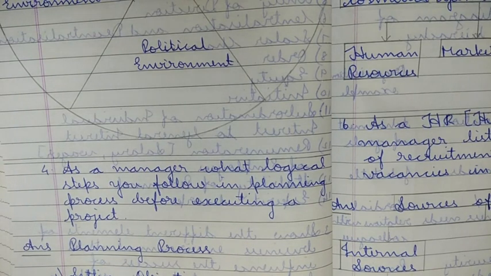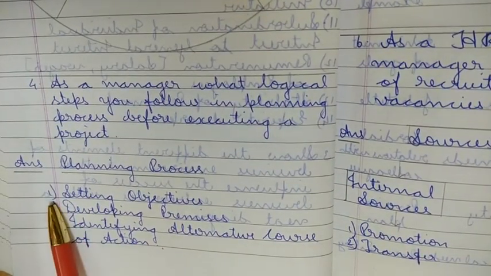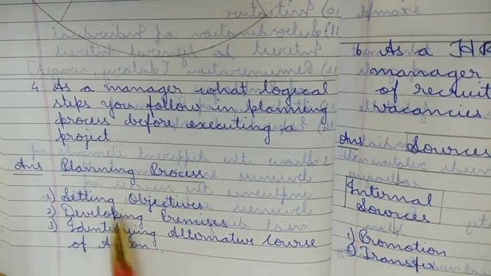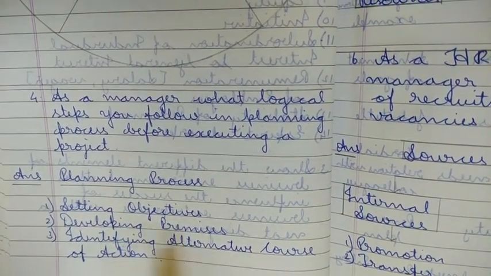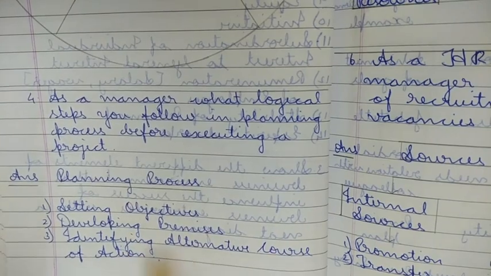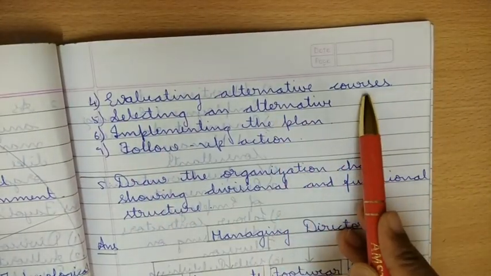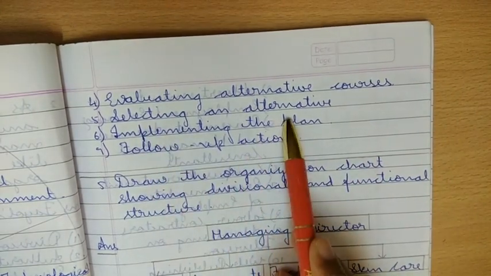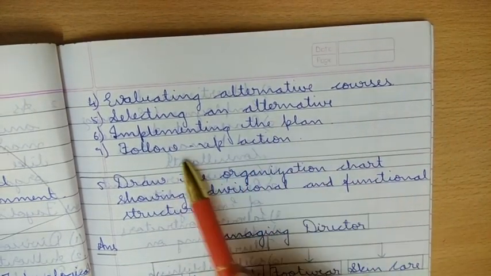So for a project we have to plan, right? So what are the processes which should be followed when we plan? So planning process, first one is setting objectives, developing premises, identifying alternative courses of action, evaluating alternative courses, selecting an alternative, implementing the plan, follow-up action.